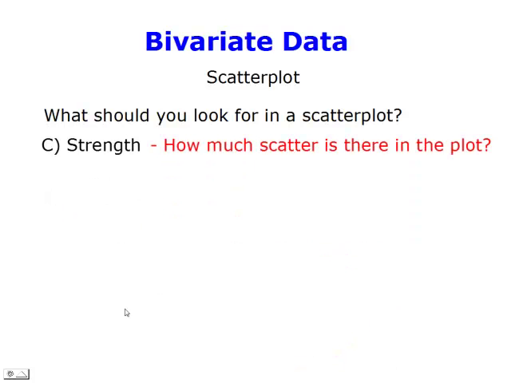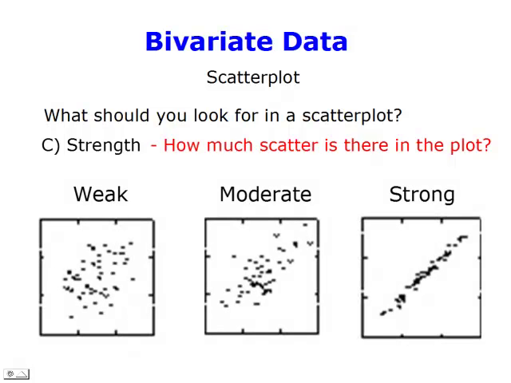Finally, strength. How much scatter is there in the plot? In the first example, you can see that there's a lot of scatter. If there is a lot of scatter, then what you have is a weak strength. In the second example, you can start to see a form being established here, so what you've got here is a moderate strength. And in the last example, you can see that the dots are pretty much linear, so we have a strong strength.